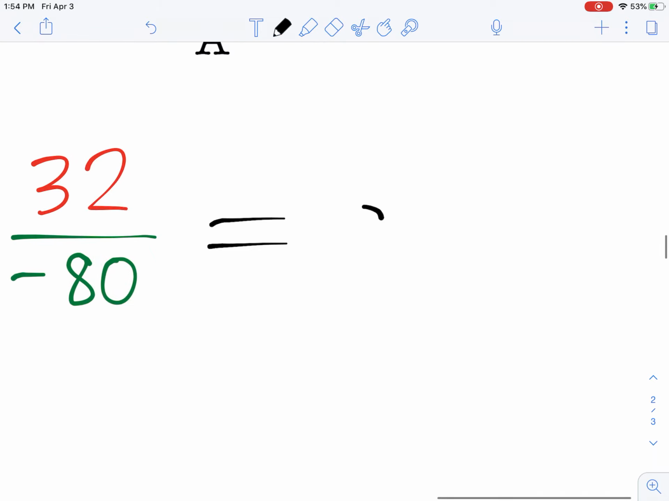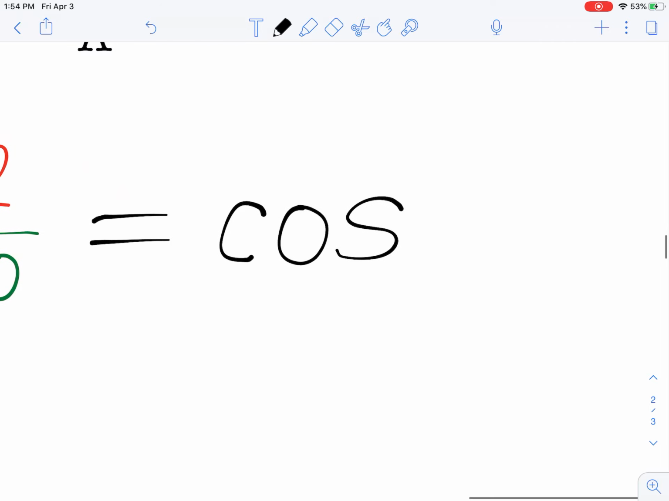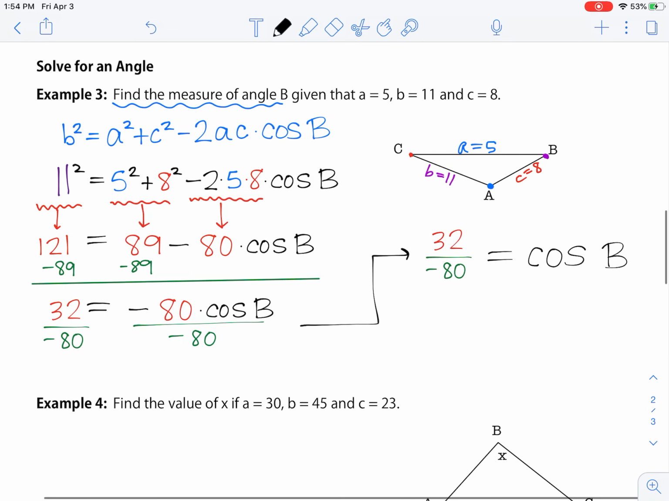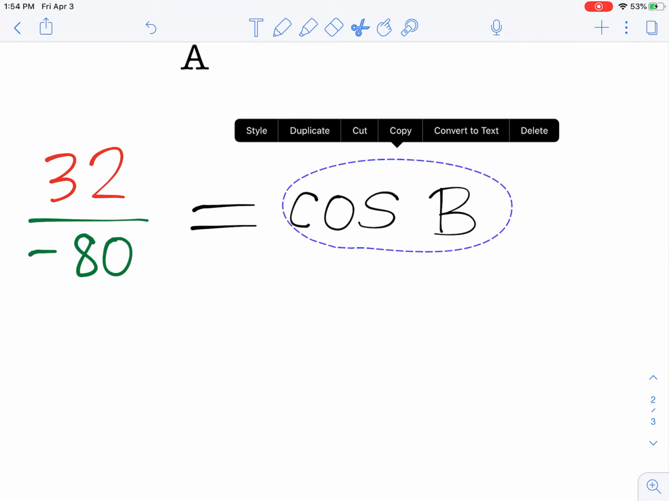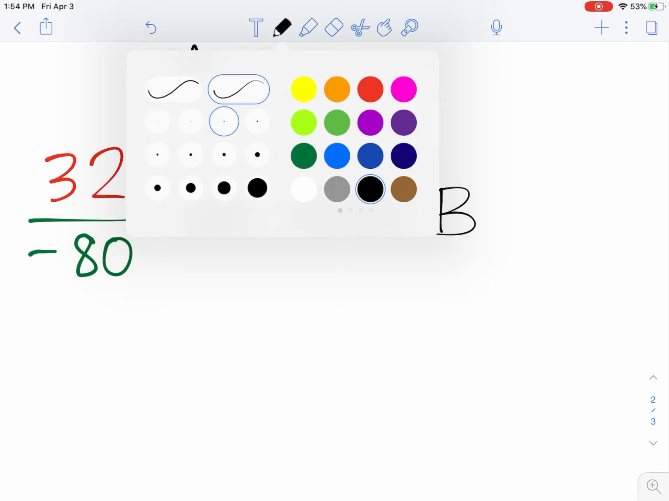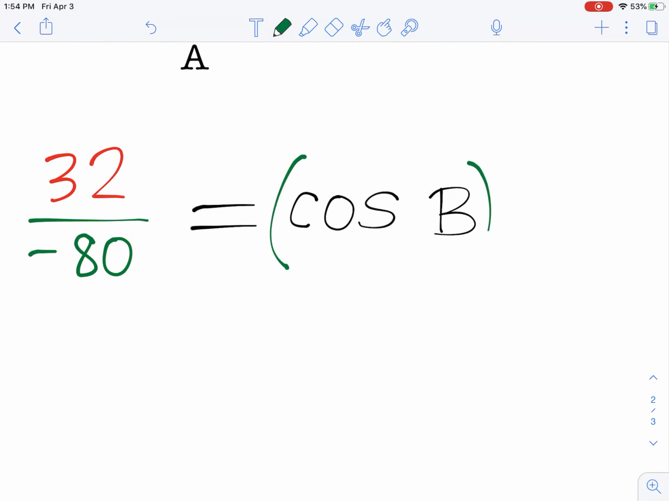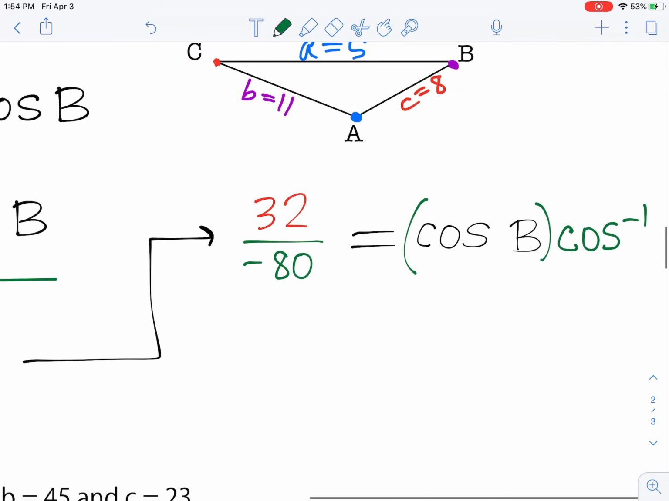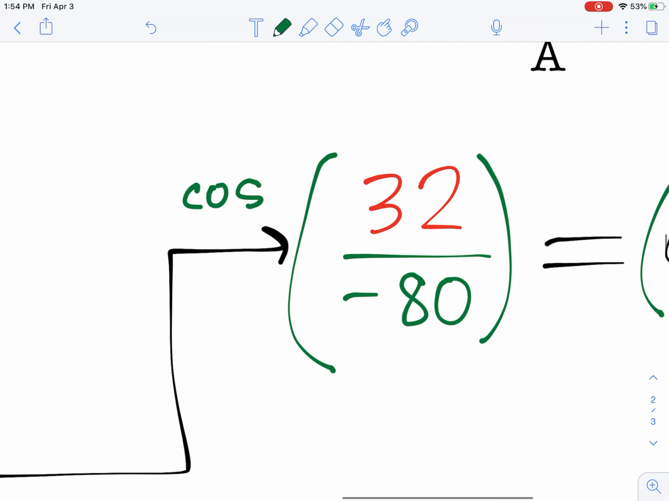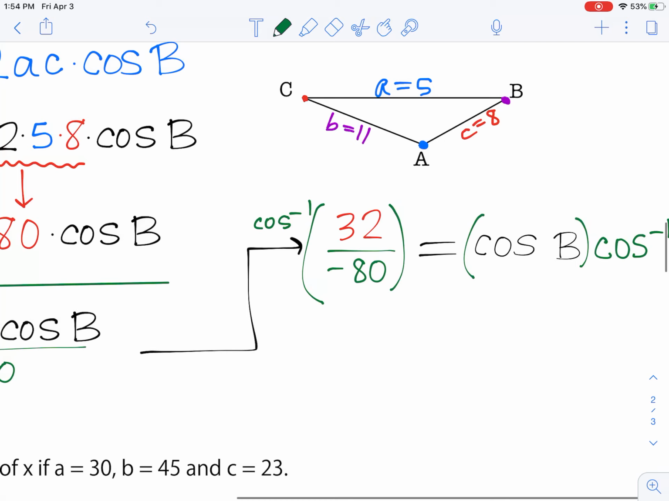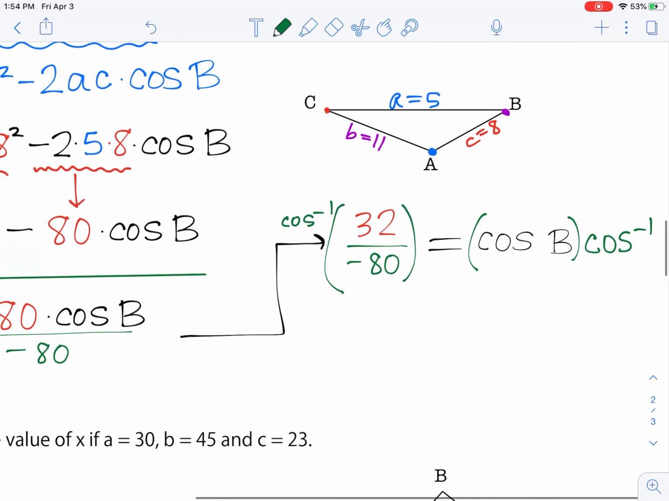And on the right side, all that's left now is cosine b. Now, as we have done with all of these triangles and solving for angles, the inverse of cosine, or any trig function, is that trig function to the negative 1. So what we're going to do to get b completely by itself is take the cosine inverse of each side. And that's what we end up entering into our calculator. So that's what I'm going to put on my calculator here in a second.